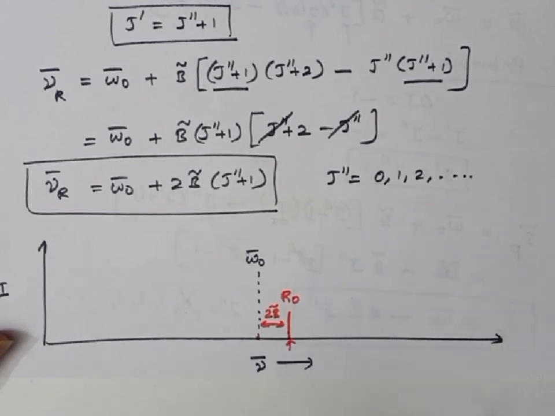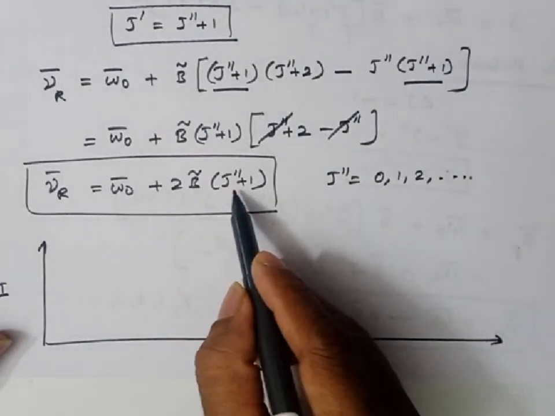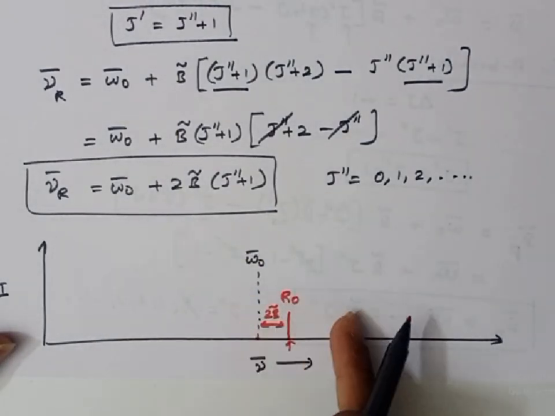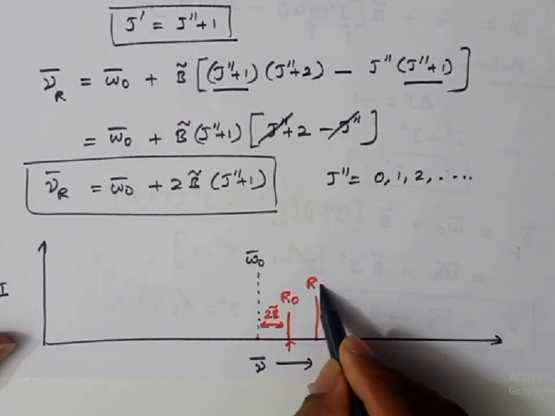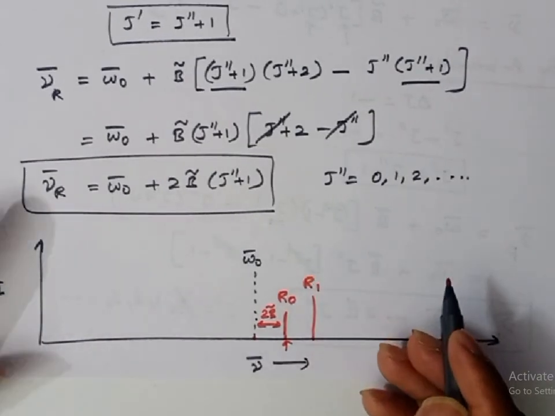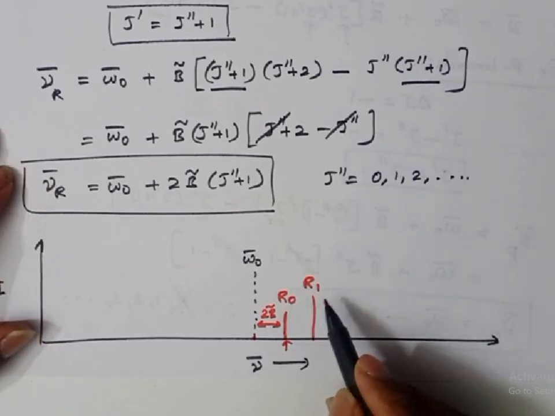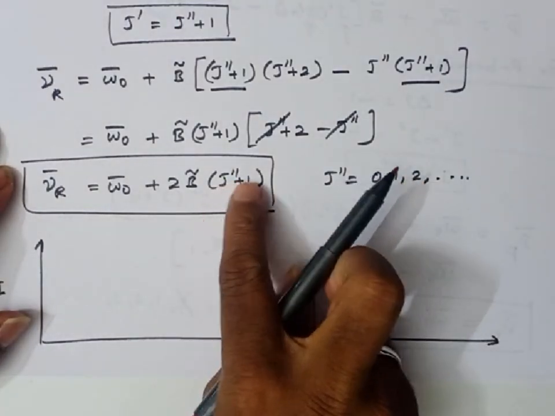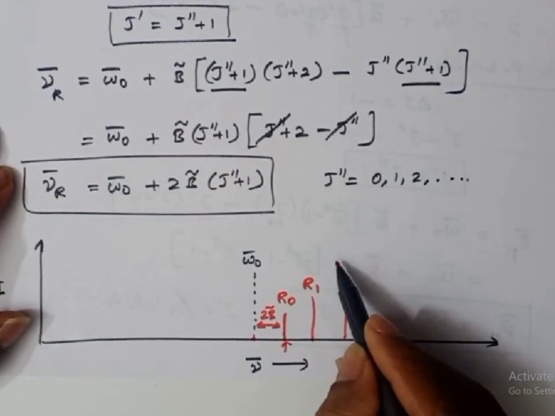Second line, students. Put J double prime 1 here. You will get plus 4B from the band origin. From R0? 2B. Good, 2B. What about R2? R2 means put J double prime as 2 here. 6B. So from R1, it is again 2B, correct? So these lines will appear like that.